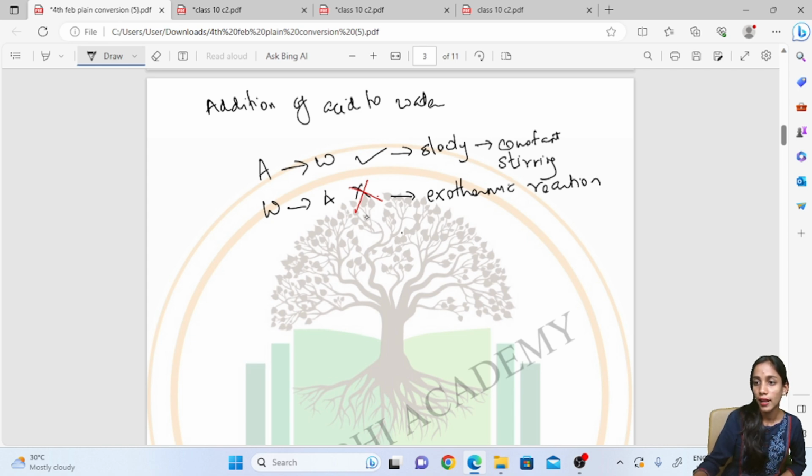Okay, and this will lead to the mixture splashing out of the beaker. The beaker will break, the mixture will splash out, and you may get very harmful burns. So to avoid all this, you have to always add acid to water and not water to acid. This is a very common question asked in the Goa board exams: why is it always advised to add acid to water and not water to acid.